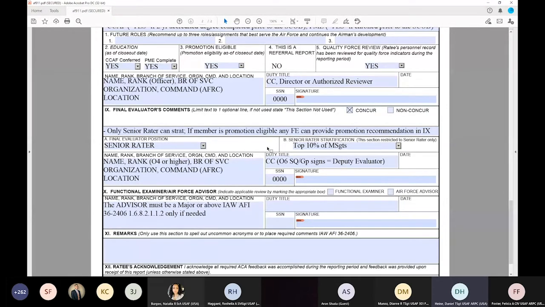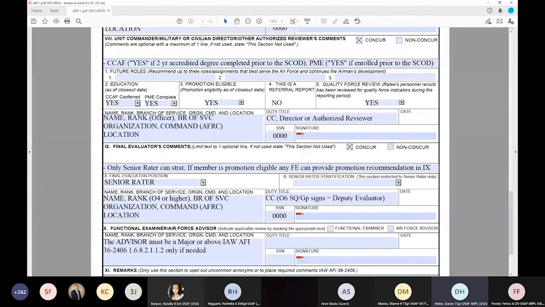If the senior rater does not stratify that member in the top 10%, then the report would go back down to either the deputy evaluator if they choose to sign it, or the intermediate evaluator if the deputy evaluator thinks that the intermediate should be signing the report as the final evaluator. That brings me to my next point.